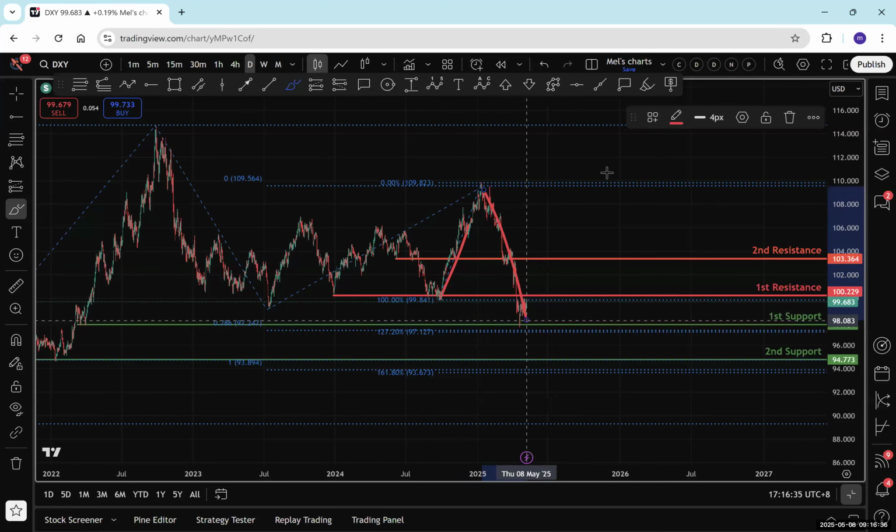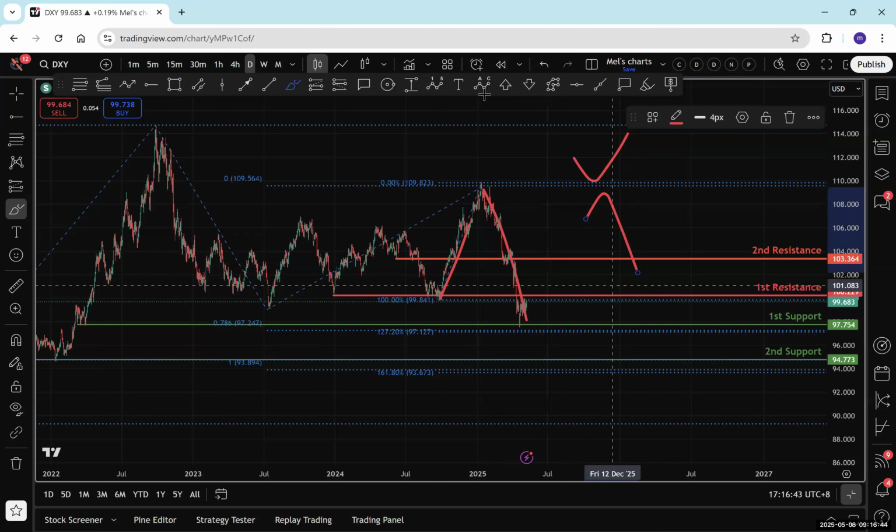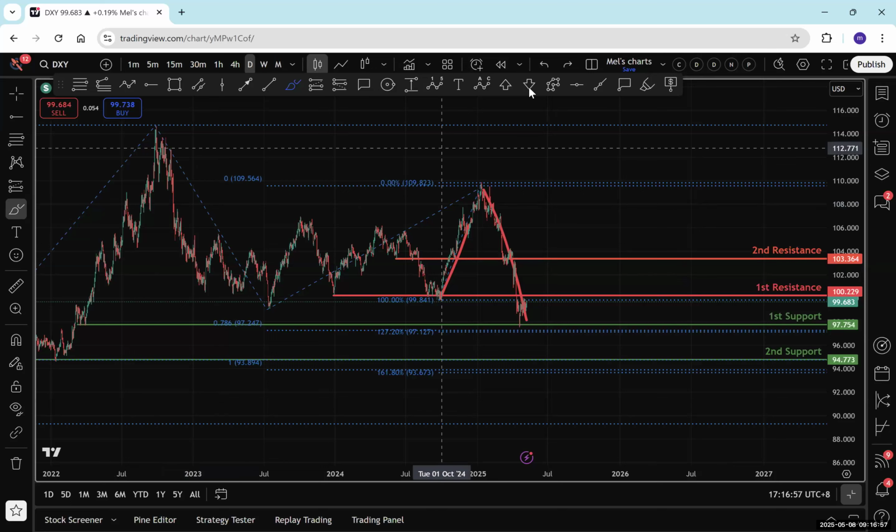So in this case, it's kind of inverted. So obviously if it's upright, it will just look like that. Here, since it's inverted, it's just like that. And we're basically projecting where we're expecting prices to maybe reverse off or react off.